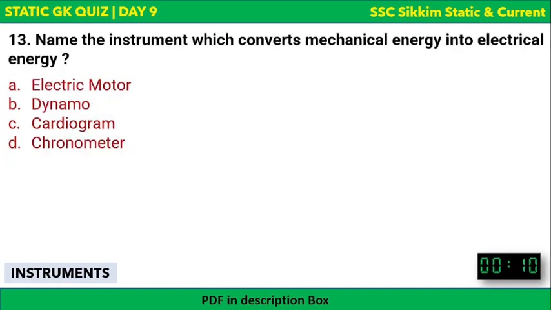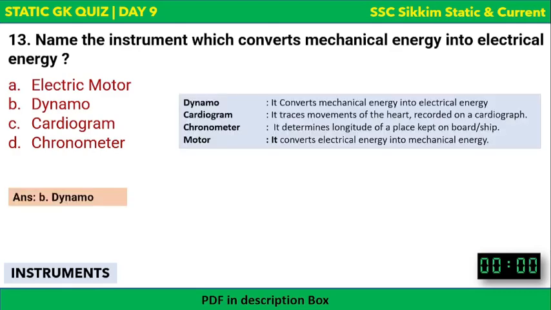Lactometer. So next, name the instrument which converts mechanical energy into electrical energy. The options are there, and your time begins now. By the term lactometer, I think it measures the amount of lactic acid in the milk. Please write the answer if I'm wrong. And the correct answer to this question is dynamo. Dynamo converts mechanical energy into electrical energy. It is usually present in hydroelectric plants, where the mechanical energy of water is converted into electrical energy.